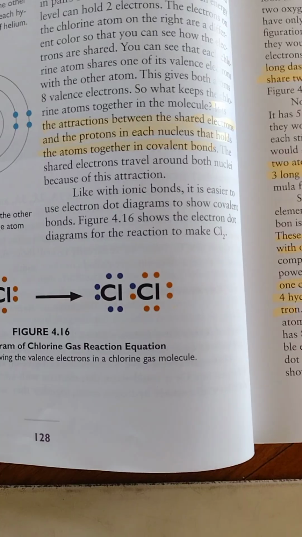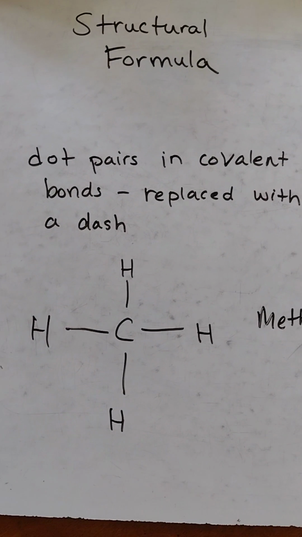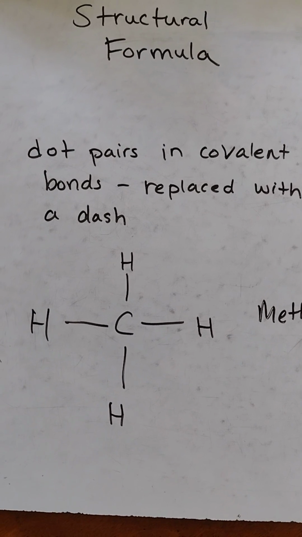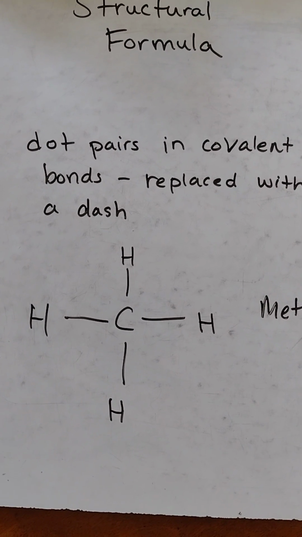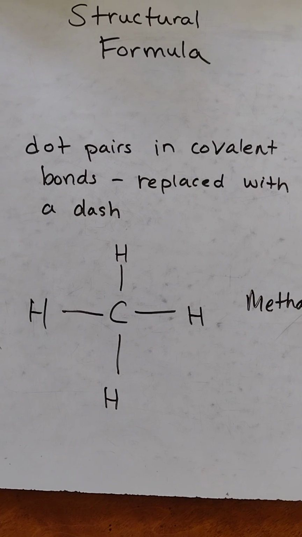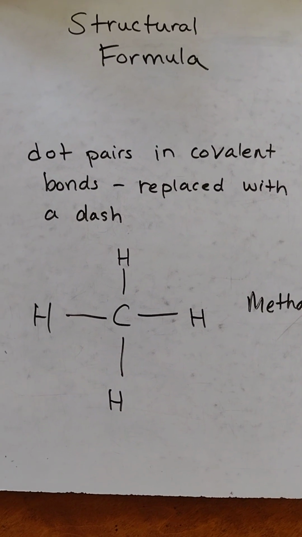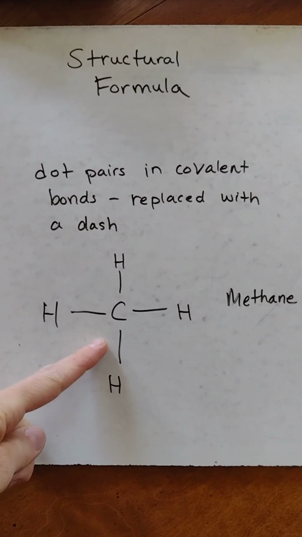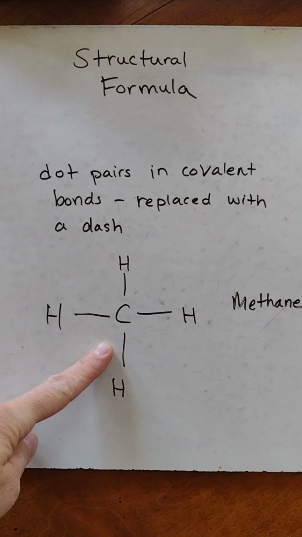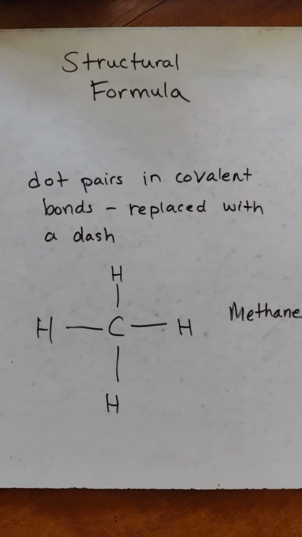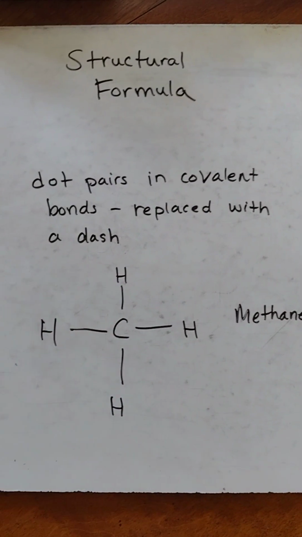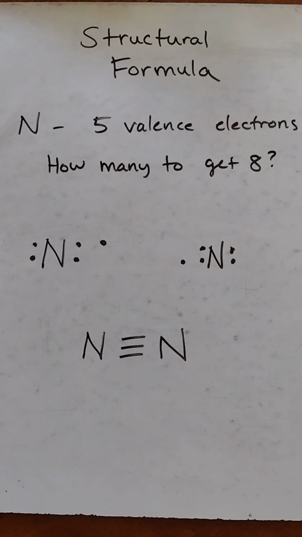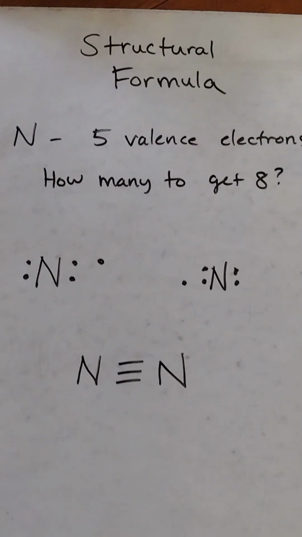To make it a little bit easier to show covalent bonds, there's the structural formula model for a molecular compound. And so instead of using the dot pairs, they've replaced it with a dash to show the covalent bonds, like in methane, CH4. So it would have the covalent bonds as dashes. Now this comes in handy when there's more than 1 bond to show.